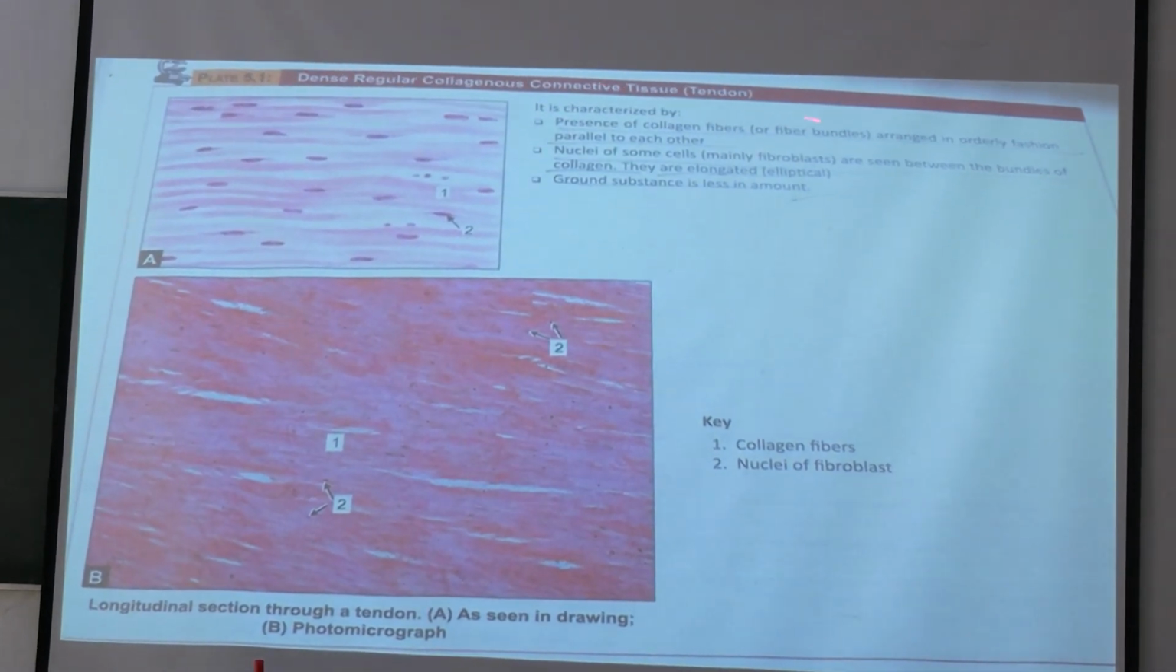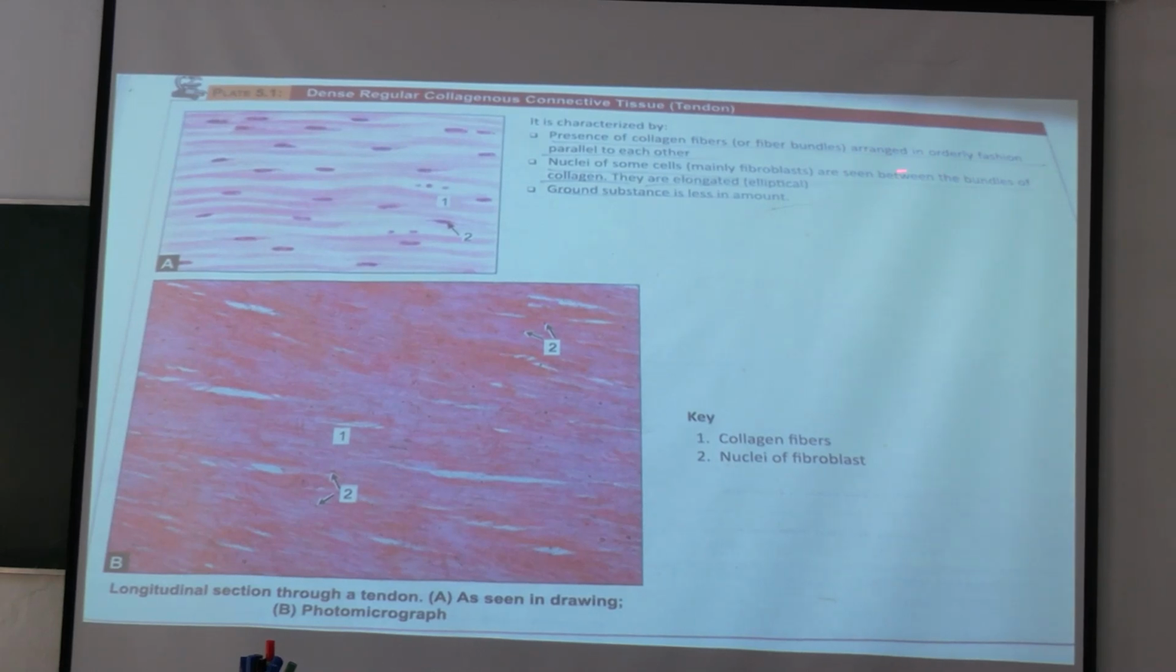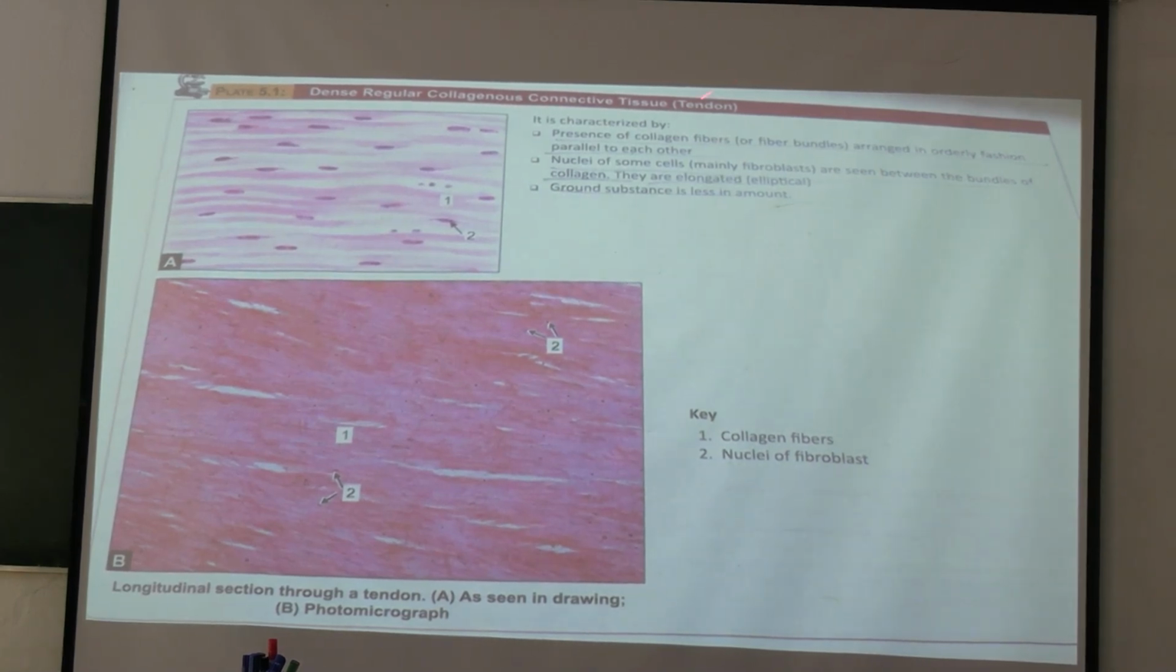It is characterized by the presence of collagen fibers or fiber bundles arranged in an orderly fashion, parallel to each other. Nuclei of some cells, mainly fibroblasts, are seen between the bundles of collagen, and they are elongated or elliptical. Ground substance is less in amount. These are the characteristic features of dense regular connective tissue. This is seen in tendon, and we have a slide of tendon here.